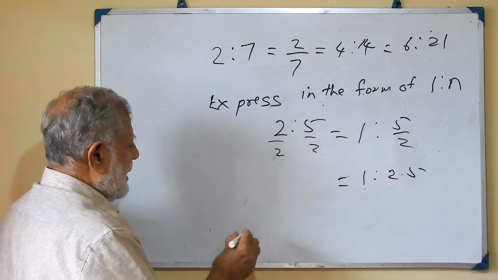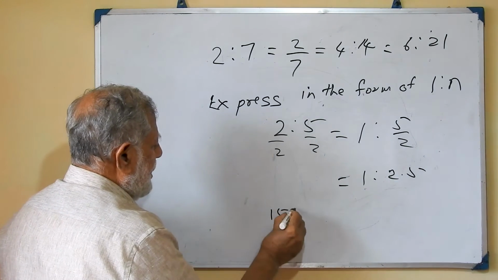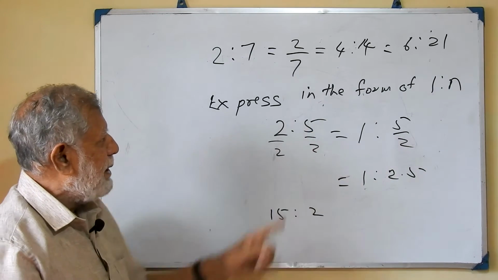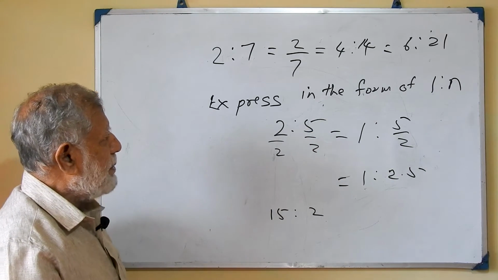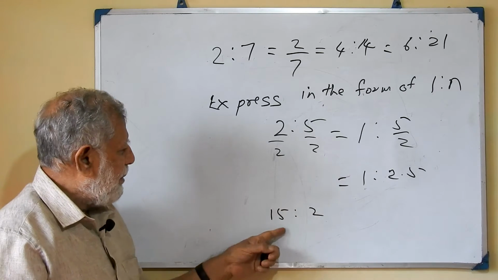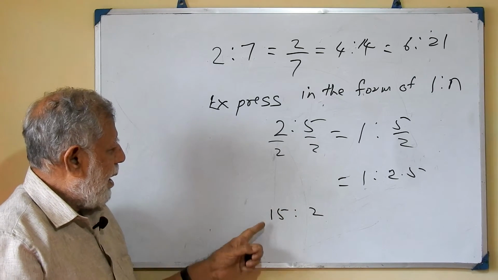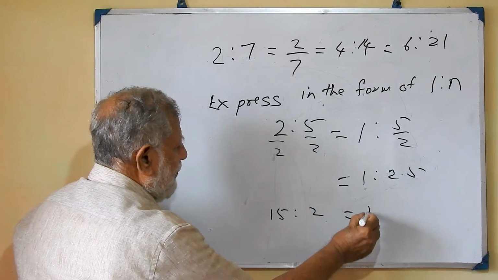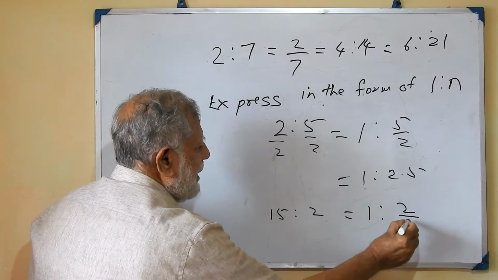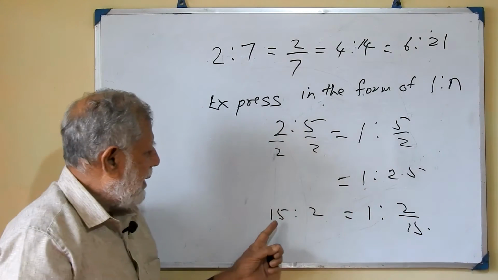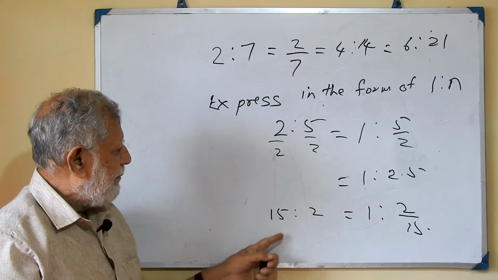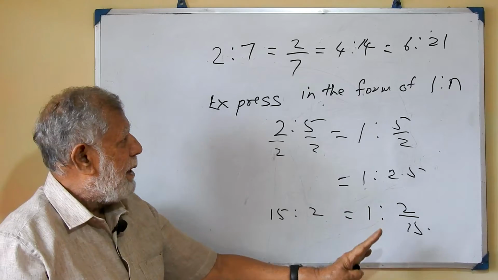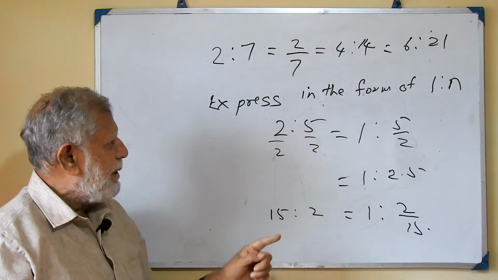We take another example. Say 15:2. You have to express the ratio in the form of 1:n. So what we should do is we must make this 1. How to make this 1? Divide by 15. So that is equal to 1:2 upon 15. You are dividing this by 15, so 15 divided by 15 is 1, and 2 upon 15. We can't simplify this, we just write that. So this is how you express in the form of 1:n.